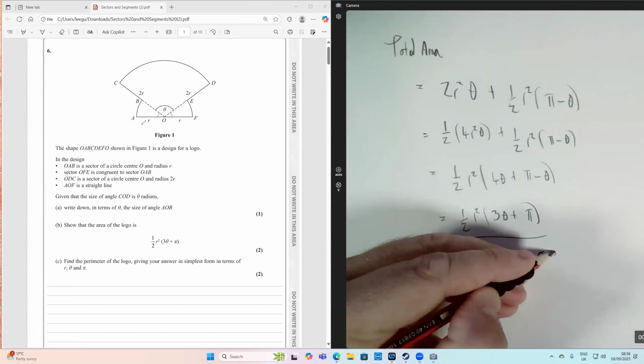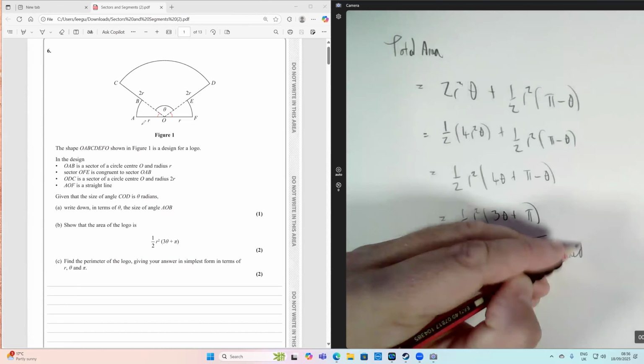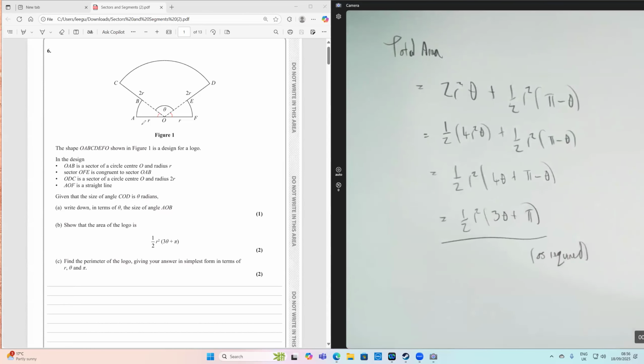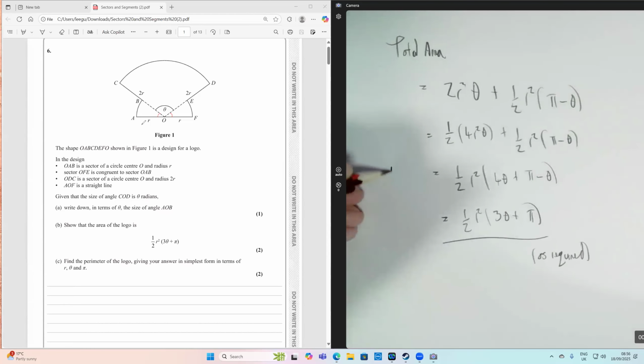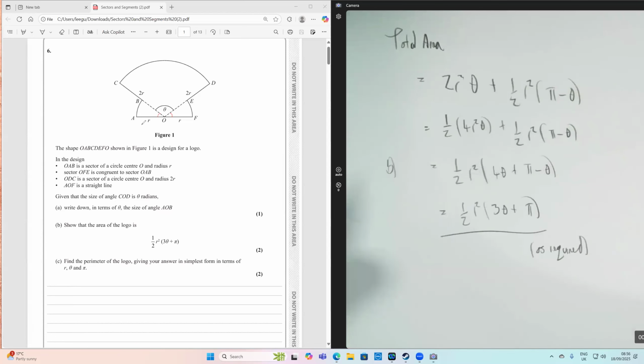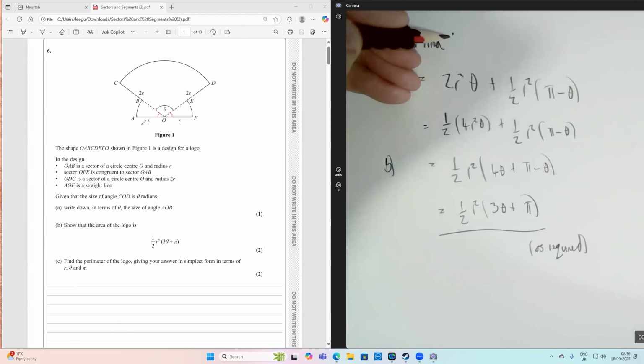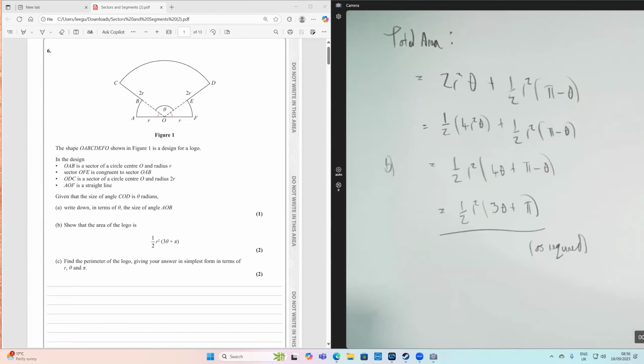Let's write down "as required." There we go. So that is our part B done, which was nice. Only 2 marks, but I really do think these questions are usually quite a nice gift, some kind of free marks, if you will. So that's fine. So let's just erase the little annotations there.